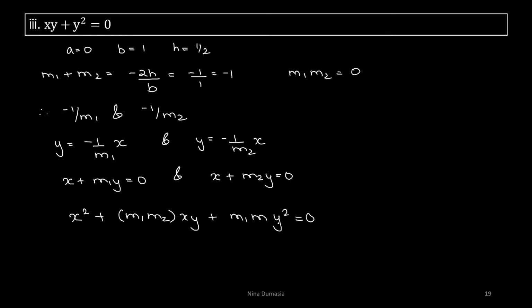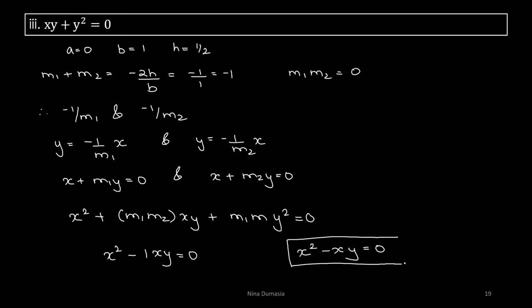When we substitute here, the last part comes to 0 and therefore we get just x square minus 1 xy is equal to 0. And therefore our final answer is x square minus xy is equal to 0. This is our combined equation of the lines that are perpendicular to these lines.